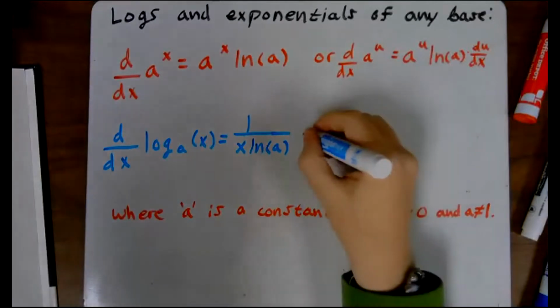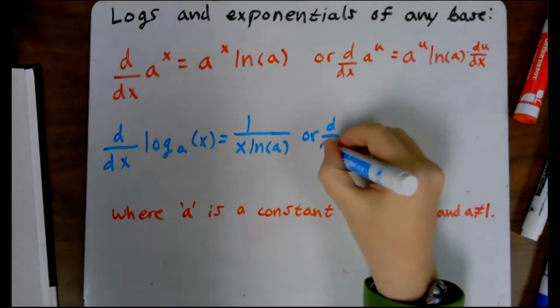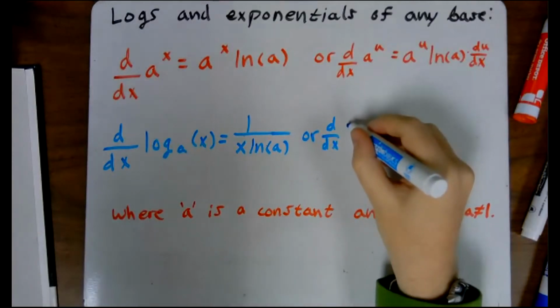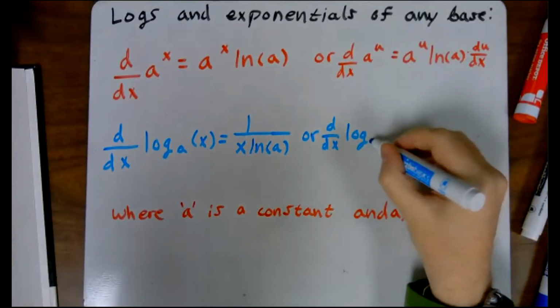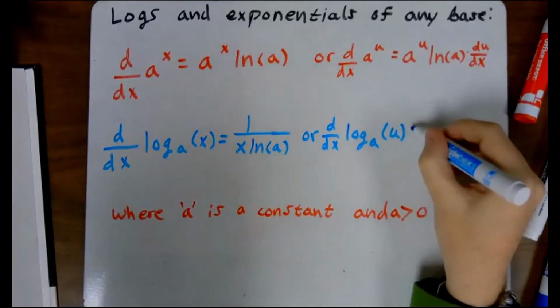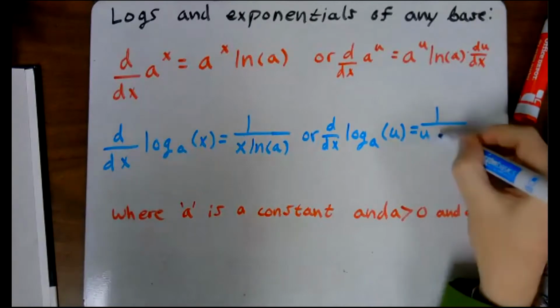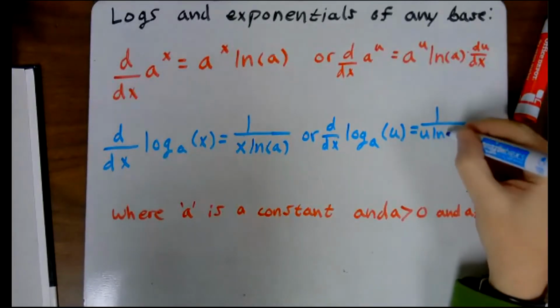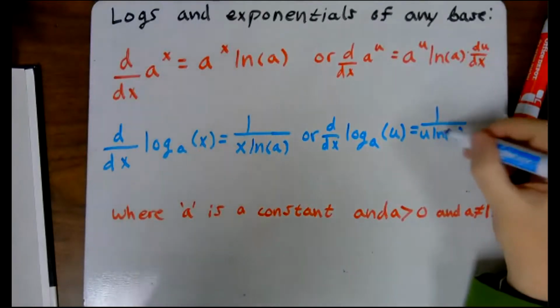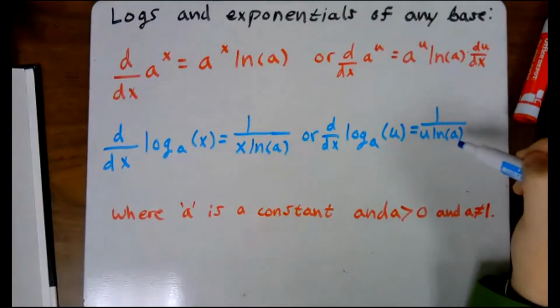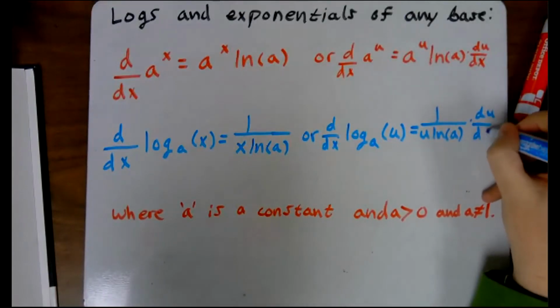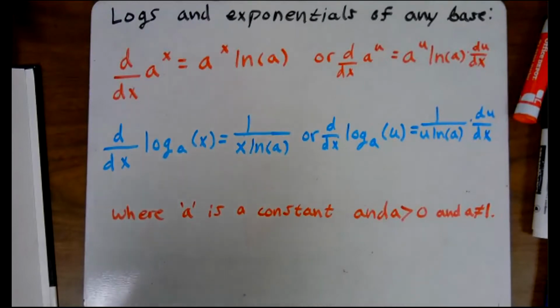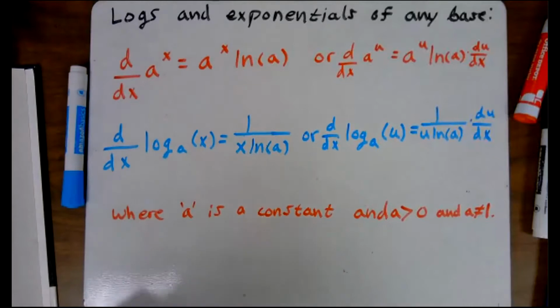Once again, we can build in the chain rule. The derivative of the log of any base of some function u is equal to 1 over the inside intact times the natural log of that base underneath. What we're really doing is dividing by natural log of base a, but it simplifies to this, times the derivative of u with respect to x. And there we have it.